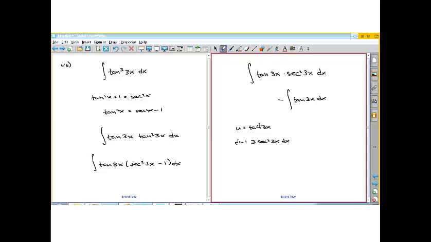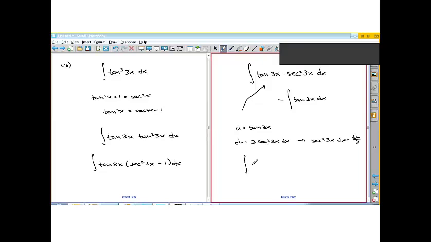You'd have f of u would be tangent of u, and u of x would be 3x. So u prime of x would be 3, and that's where the 3 comes from. So that's going along with this one. The first integral we would rewrite: first we have secant squared 3x dx. If we solve for secant squared 3x dx, it's du divided by 3. So this becomes u times du divided by 3. And the second part we'll just leave as it is.